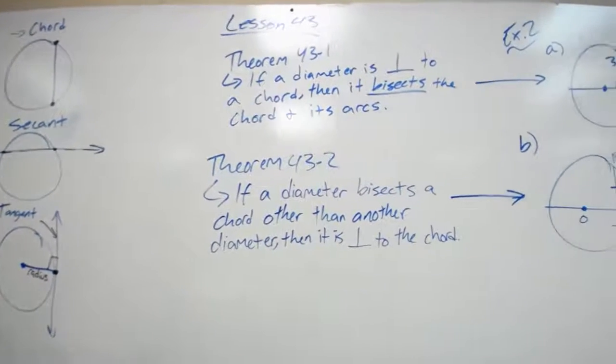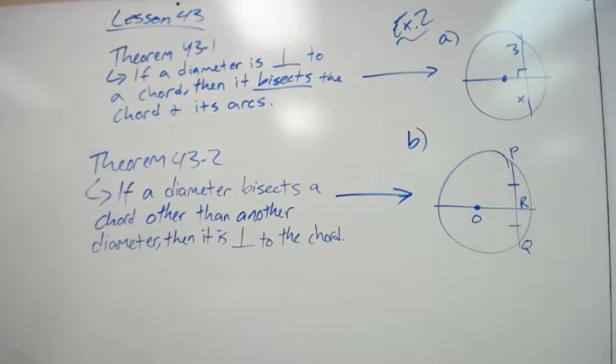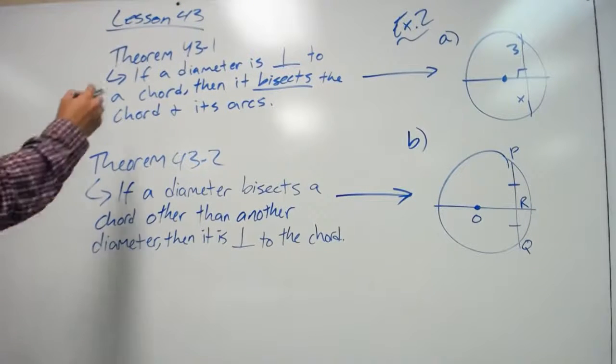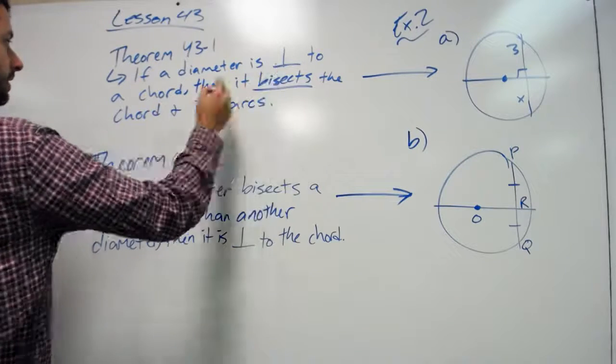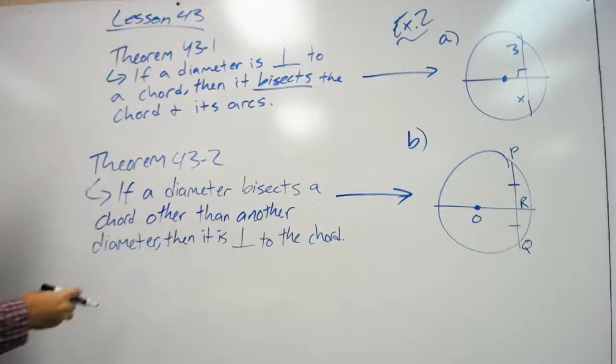Now let's look at some theorems. Then I'll describe them with kind of a drawing. Theorem 43-1 says that if a diameter is perpendicular to a chord, then it bisects, that's the key word, the chord and its arcs.